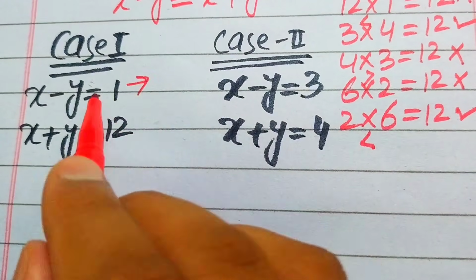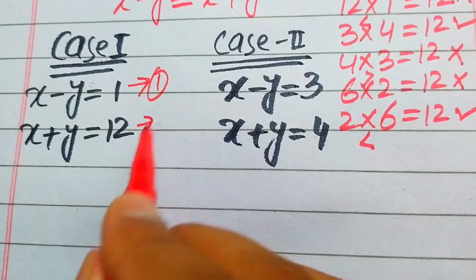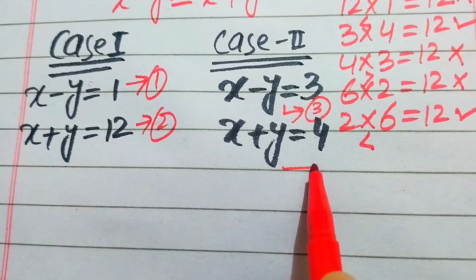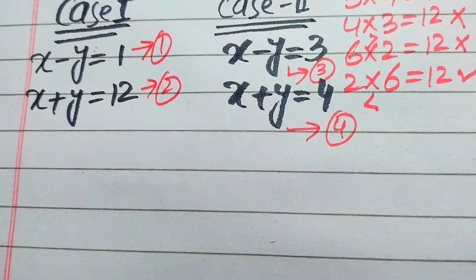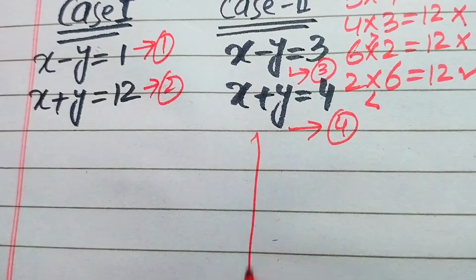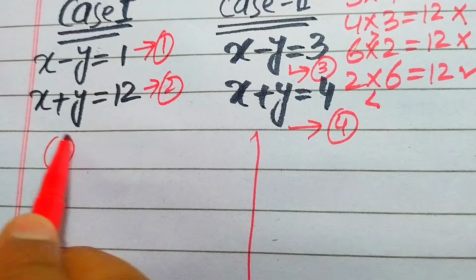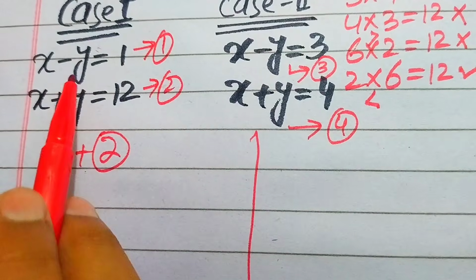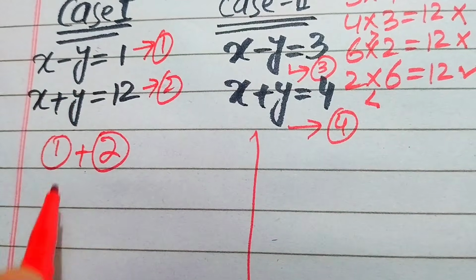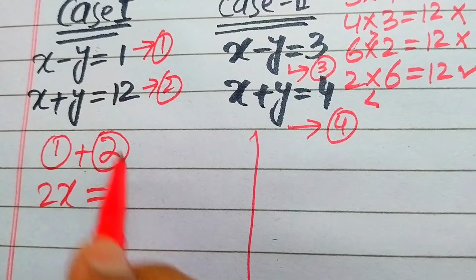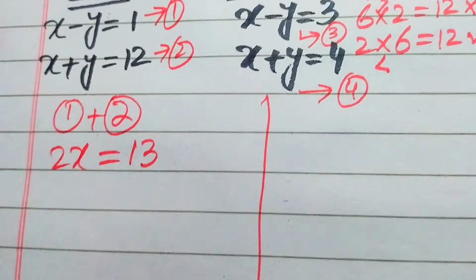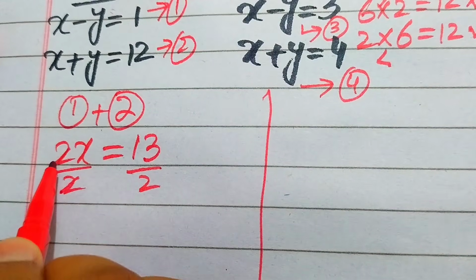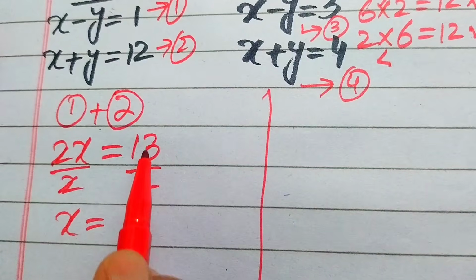So here we first focus on case number 1, and we call this equation number 1, this is equation number 2, this is equation number 3, and this is our equation number 4. First we just sum up equation number 1 and equation number 2. When we add these two equations, negative y and positive y are gone, and we get x plus x is equal to 2x, and 1 plus 12 is equal to 13. Further we divide both sides by 2. You see that this 2 and this 2 are gone.